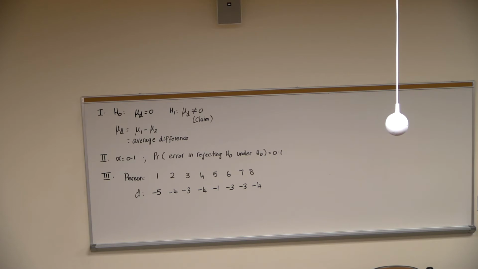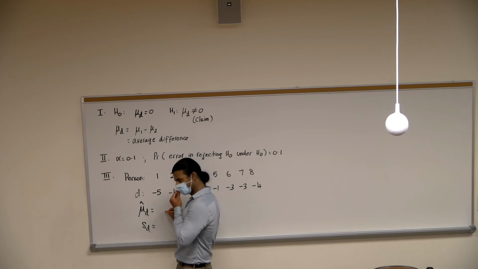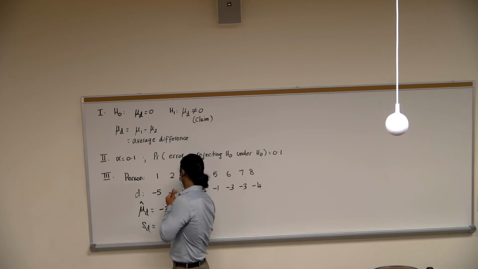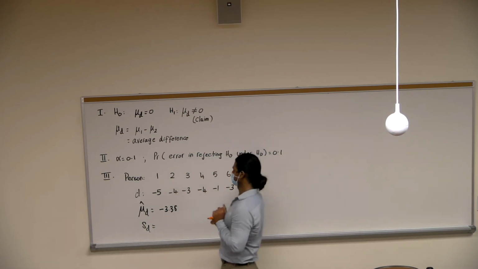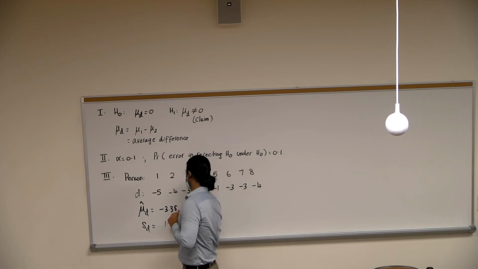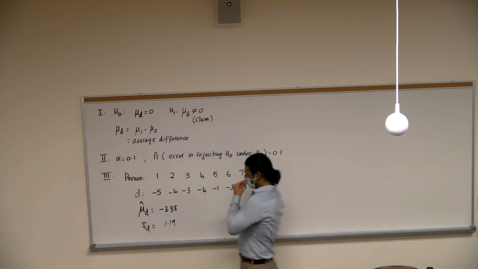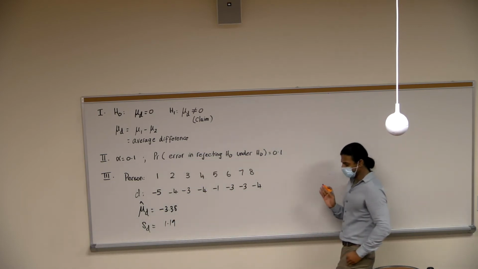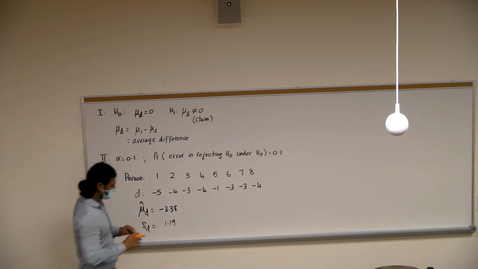The average and the standard deviation. What is the average difference? Negative 3.375. We'll call it negative 3.38, and the standard deviation, 1.187. 1.188. We'll call it 1.19. So keep in mind, rounding does affect the conclusion in borderline cases, but I don't think that this is a borderline case.